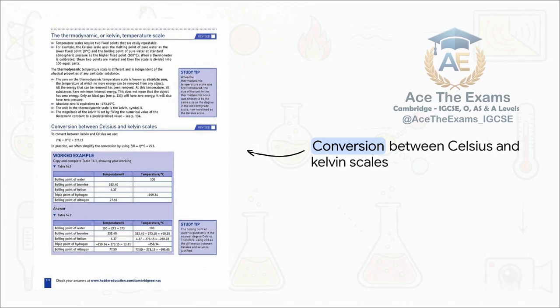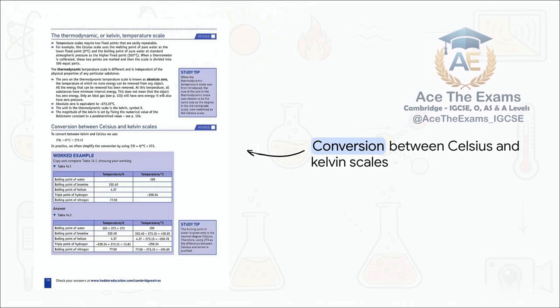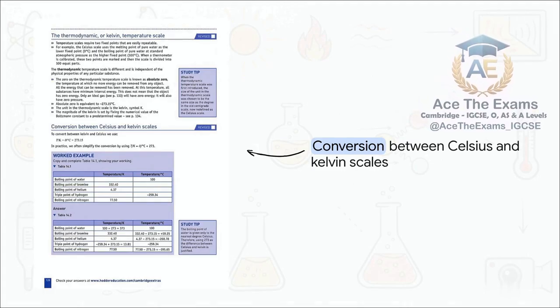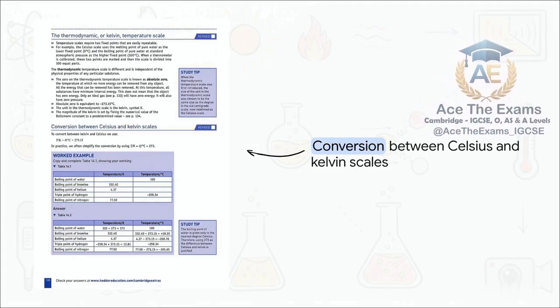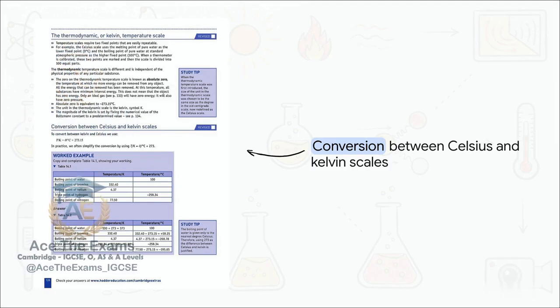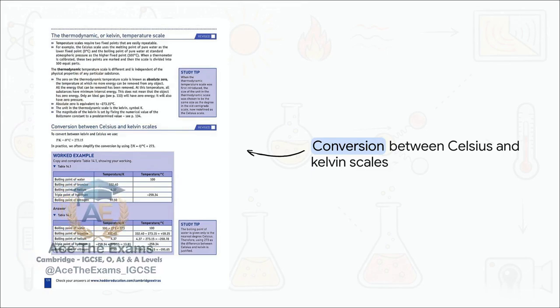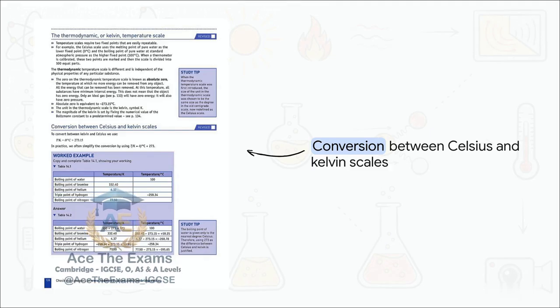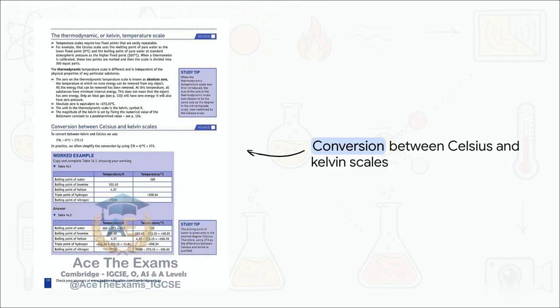Let's look at how we apply this in practical calculations, because this conversion trips up so many students. Converting between the Celsius scale and the Kelvin scale is actually incredibly straightforward. Temperature in Kelvin equals the temperature in Celsius plus 273.15. Let's walk through a few examples. The boiling point of pure water at standard atmospheric pressure is 100 degrees Celsius. To find that in Kelvin, we simply add 273, giving us 373 Kelvin.